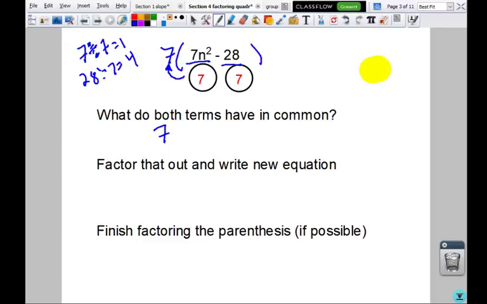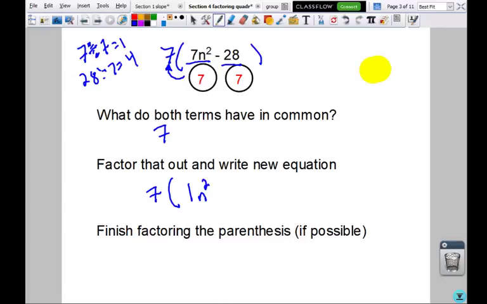So it's 1 and that's 4. So I took this 7 out there, and then I'm going to go 7 n squared divided by 7. 7 over 7 is 1, right? I got 1 n squared. There are no other variables, so I'm just going to write it down.